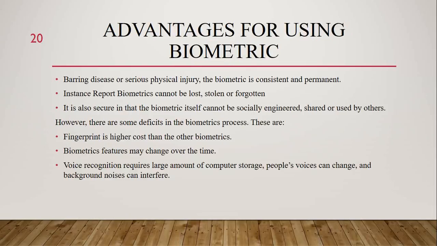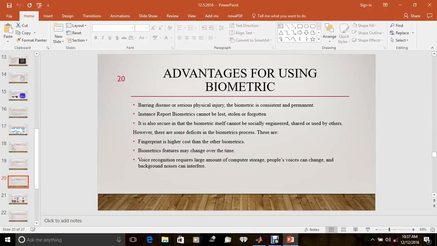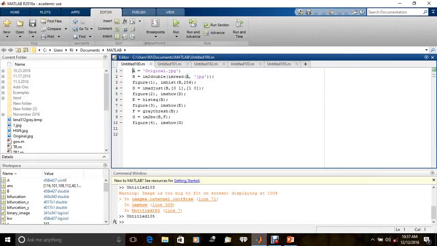As we know, even with disease or serious physical injury, the biometrics are consistent and permanent, and then it cannot be lost or stolen, and is very secure. The biometric itself cannot be socially engineered, shared or used by others. However, there are some deficits in this biometric process: higher cost, and the features may change over time. In particular, voice recognition requires a larger amount of computer storage because people's voices can change and background noise can interfere. So now I am going to show my output results for the MATLAB program.